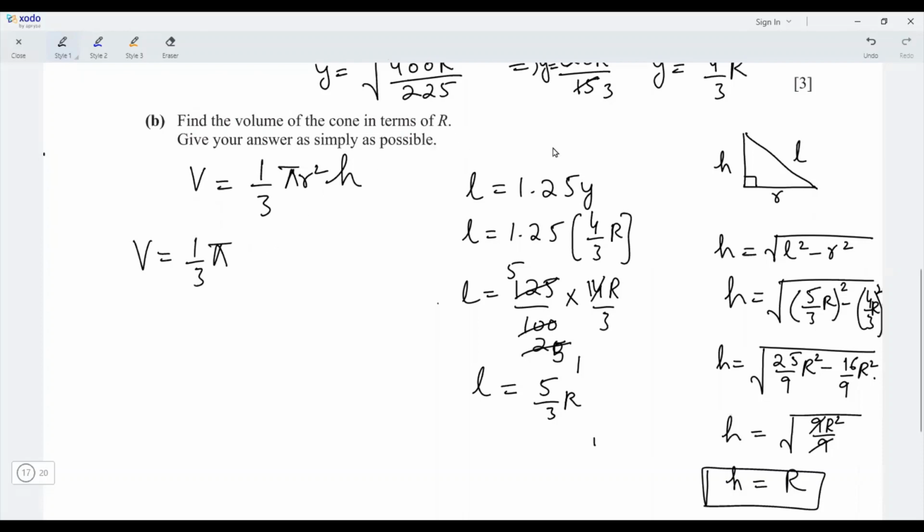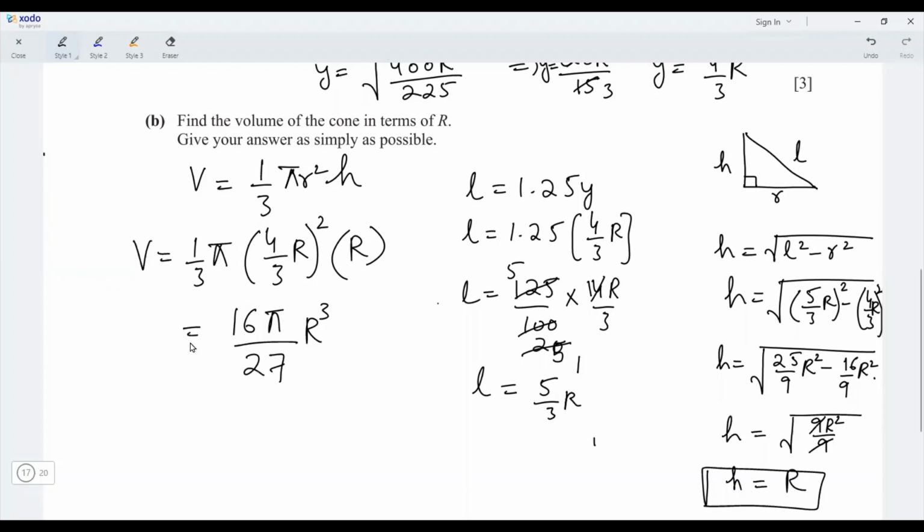What is r? r is basically y, and we have written it in terms of capital R, that is 4 by 3 R whole squared. What is h? h is R. So 4 squared is 16, 16 pi. 3 squared is 9, 9 times 3 is 27. And R squared and R multiplied results in R cubed. So this is the volume in terms of R. We have simplified it. This is all from this paper of October/November 2022, paper 1-1.